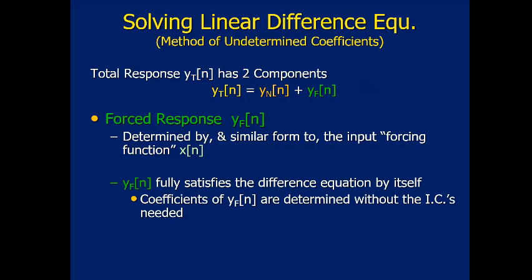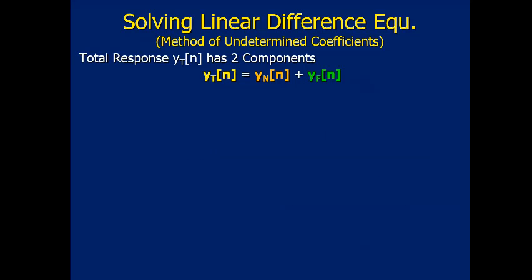How we find the actual values of any unknown coefficients in the forced response is by substituting it back into the difference equation itself and determining the coefficients without the initial conditions, just with the forcing function that we're using. Once we determine all those coefficients, well, first we generally find the forced response, then we solve for the unknown coefficients in the natural response and get the total response.